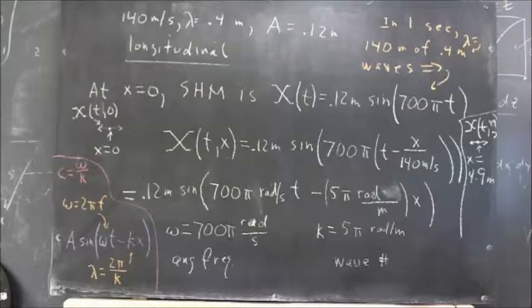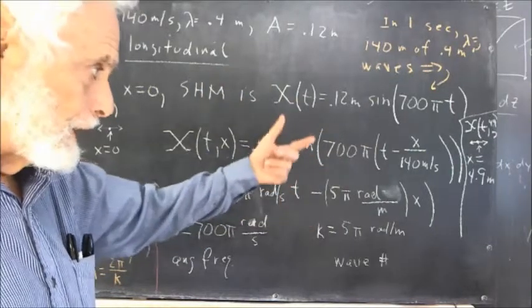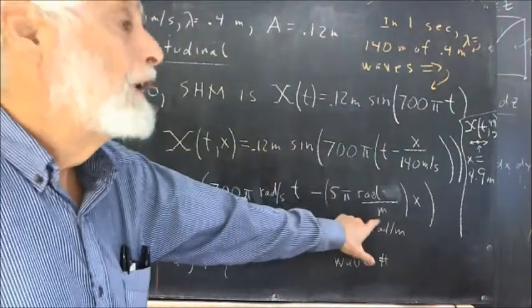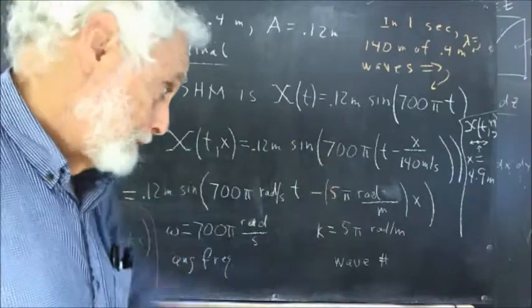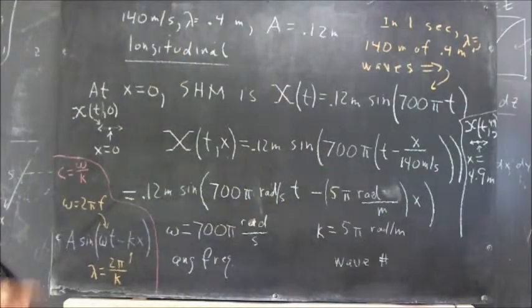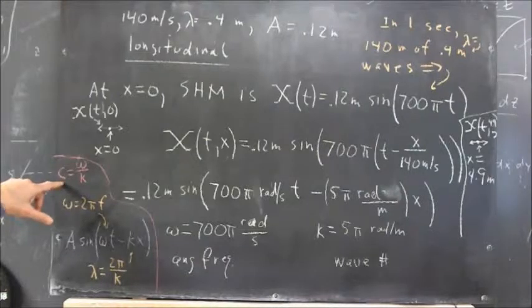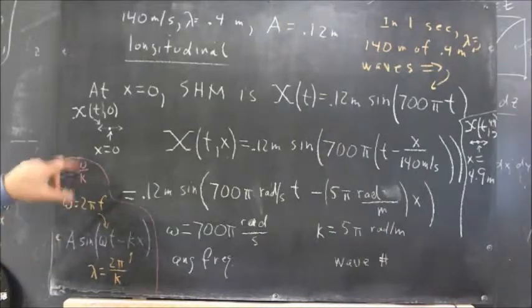But if we divide the 2 pi radians for a complete cycle by the 5 pi radians that correspond to a meter, we're going to get 2/5 of a meter. So there's a simple example of how that would work out. Also, the wave propagation velocity is omega over k. Now, this function can easily be shown to satisfy the wave equation with c equals omega over k.